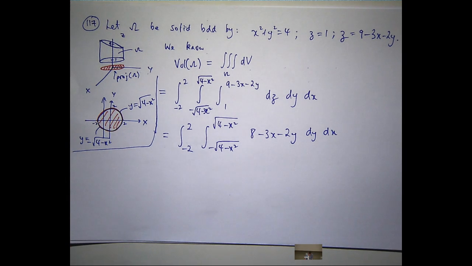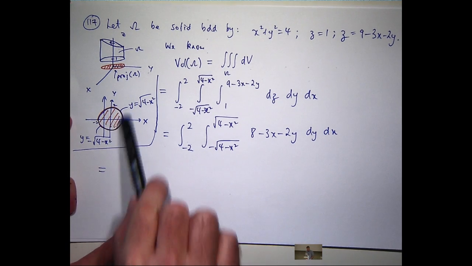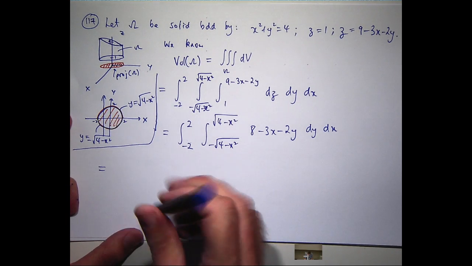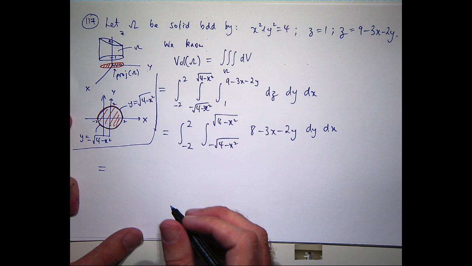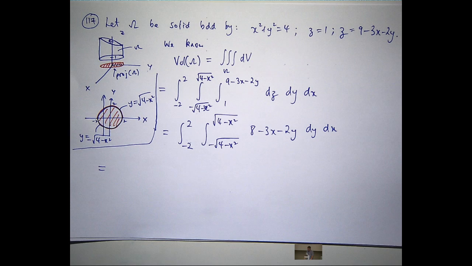Okay, so now let's switch to polars. Well, we could have started with cylindrical coordinates, but we want to switch to polars down here. So let's describe this region in terms of polars. What's it going to be? Well, r is going to be between 0 and 2, and what's theta going to be between? The angle. 0 and 2 pi, right.